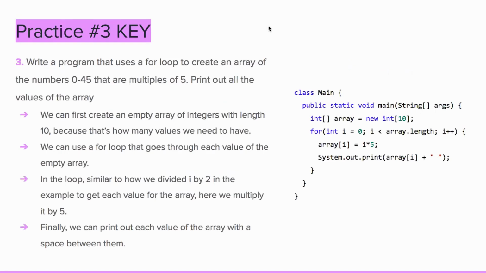Here's the key. You actually don't need an array to complete this problem, but for the sake of practice, let's try it using an array. Since we know we'll have 10 values, we can first create an empty array of integers with length 10. Then we'll use a for loop to go through each value of the empty array and assign it a value. Similar to the for loops example, we can multiply our counter variable by 5, then assign that number to the value of the array at index I. Finally, we can print each value of the array with a space between them.